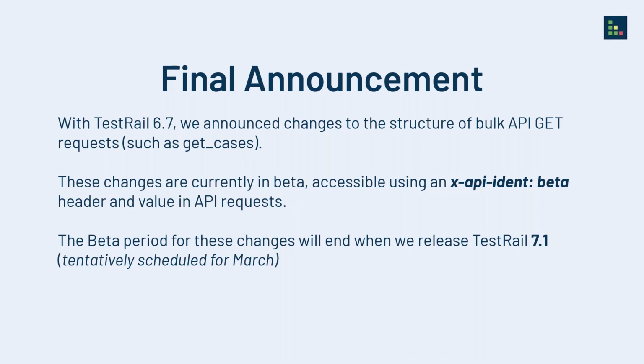We initially had the cutoff date of February 26th. We have decided just to extend that until the release of TestRail 7.1, but we do recommend updating your API scripts to handle these bulk API endpoints if you have not done so already. Once 7.1 is released, that cutoff will be permanent, so you should be using those updated bulk API structures, which are documented on our forums and in our API documentation.